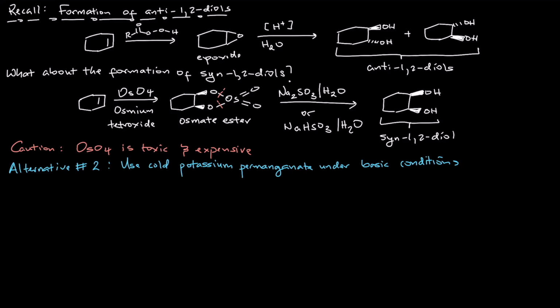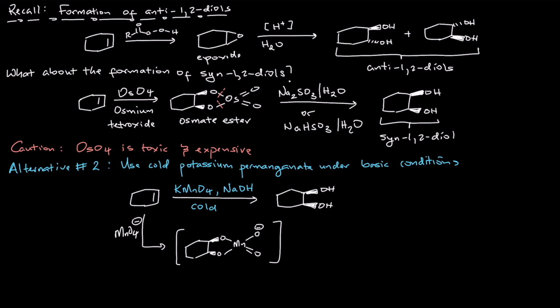Alternative number two is instead of osmium tetroxide, you can use cold potassium permanganate under basic conditions to achieve basically the same reaction. So take this particular alkene and this time treat it with KMnO4 under basic conditions, sodium hydroxide, and then under cold temperatures, you will get that syn-dihydroxylated product. This reaction is also believed to proceed through a similar five-membered intermediate, which gets cleaved off to form your dihydroxylated product under basic conditions.